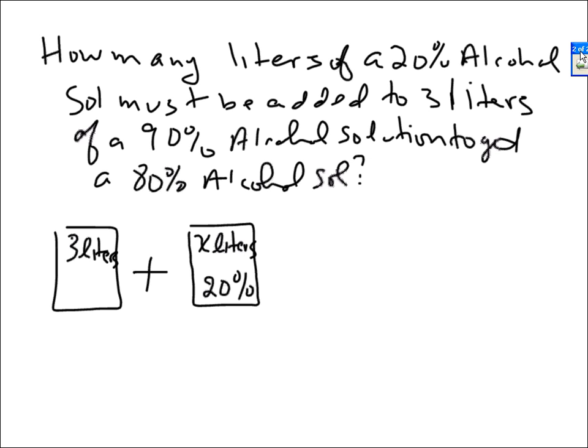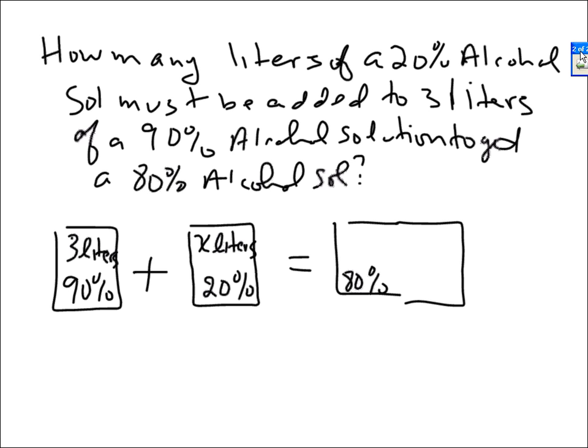at 90% alcohol solution to get, that means equal, to get a 80% alcohol solution. In each of these boxes, you have to have the number of liters, it can be X, and the percentage. Well, in all 3 boxes, we have the percentage. In the right box, we don't have the number of liters.